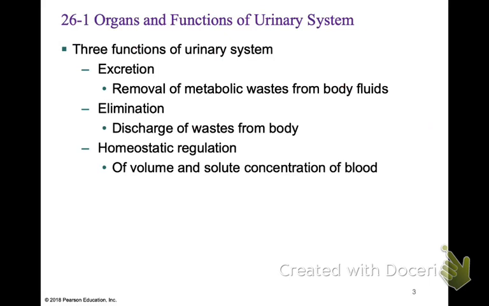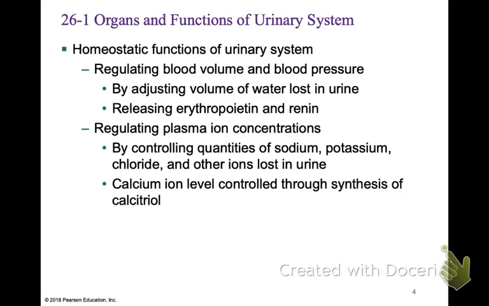Three functions of the urinary system include excretion, which is the removal of wastes, elimination, which is the discharge of those wastes, and most important in my opinion, homeostatic regulation. The wastes are removed so that you can maintain homeostasis. Homeostatic regulation that is the responsibility of the kidneys includes blood pressure and blood volume, which we've already studied, so we're already somewhat familiar with things like renin, the enzyme secreted by the kidneys to stimulate production of angiotensin. We know that the hormones aldosterone and antidiuretic hormone have their effects at the kidneys, so we're finally going to see how those effects are going to work.